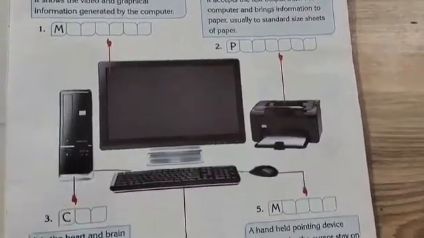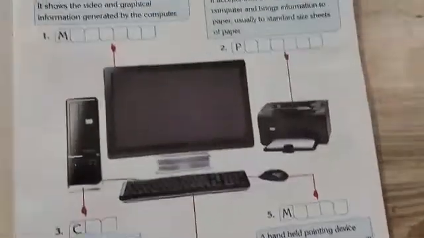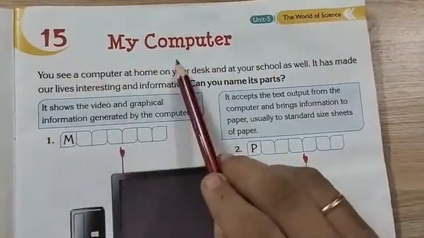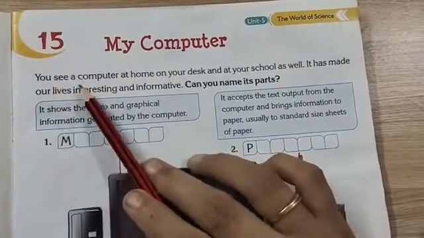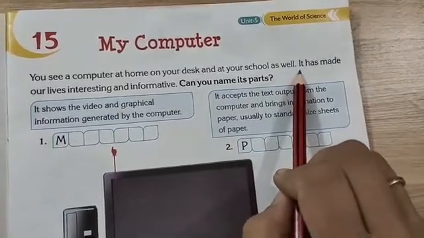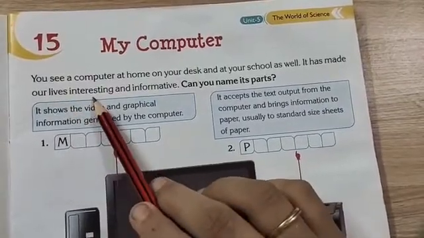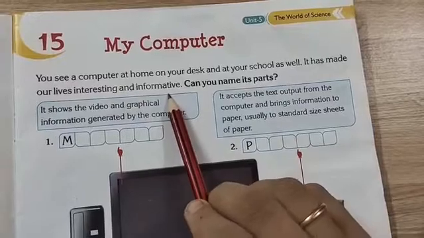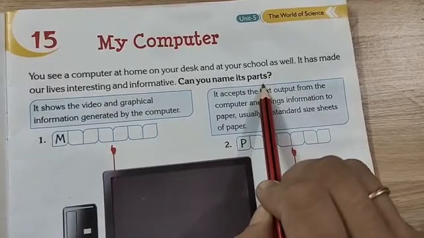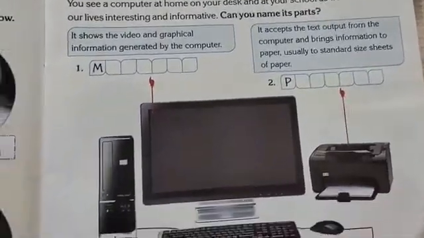Children, you can see this is your chapter. Page number 21. Unit 5. Chapter 15. My computer. You see a computer at home, on your desk and at your school as well. It has made our lives interesting and informative. Can you name its parts? Let's fill the book.